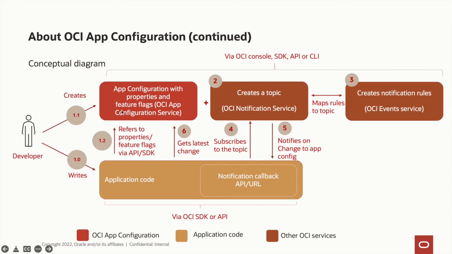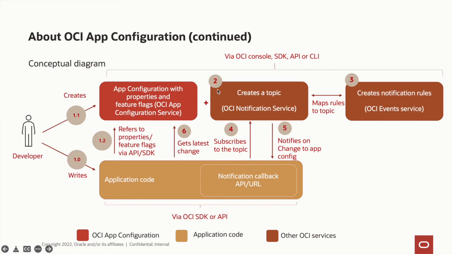An example of how we can propagate changes to these application configurations to the code is achieved using two other OCI services, namely the OCI notification service and the OCI events service in this particular example. What we will do is essentially create a notification topic in the OCI notifications service and set it up to call the application callback URL on any activity on this topic. And then we will create event rules in the events service to push an event to this notification topic every time there's a change in an application configuration.